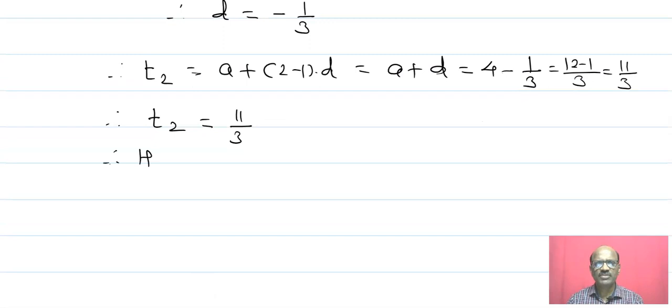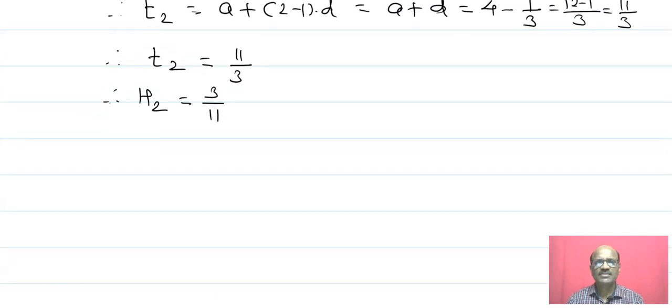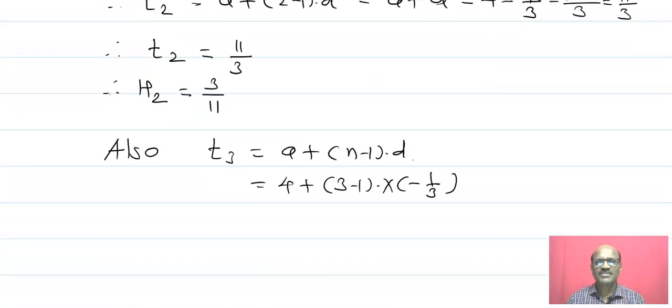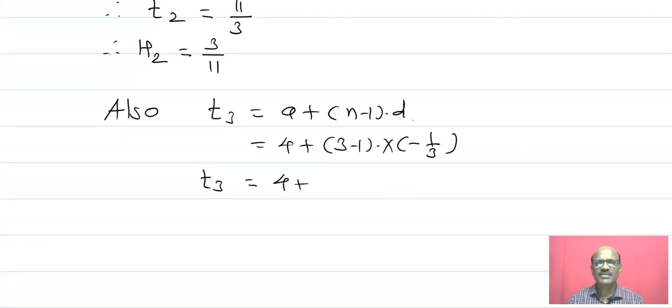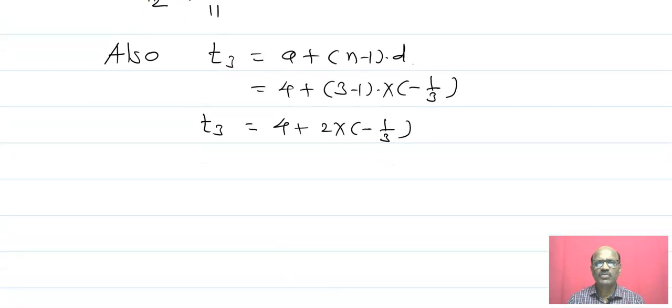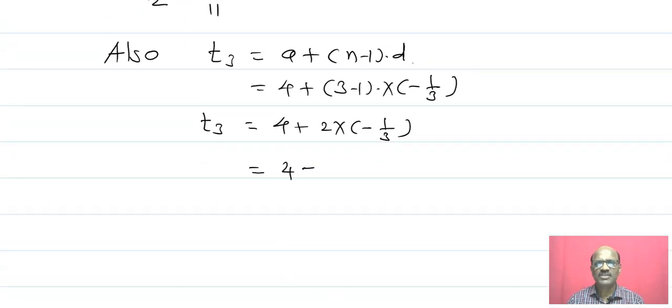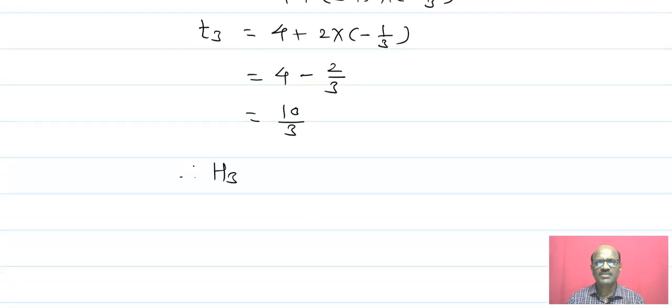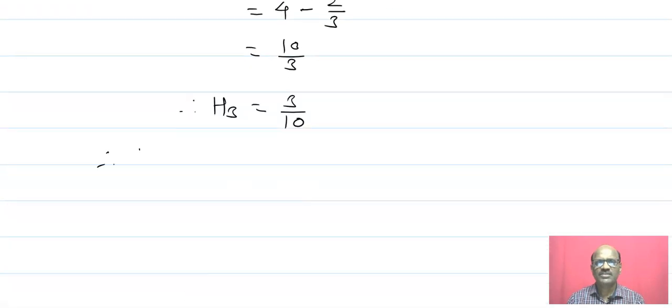Therefore T2 is equal to 11 upon 3, and that's why H2 is 3 upon 11. Also T3 is equal to a plus n minus 1 into d, that is, in place of n there must be 3. Therefore T3 is equal to 4 plus 2 into minus 1 upon 3, and after calculations you are getting 4 minus 2 upon 3, that is 10 upon 3. This is T3, therefore H3 is equal to 3 upon 10.